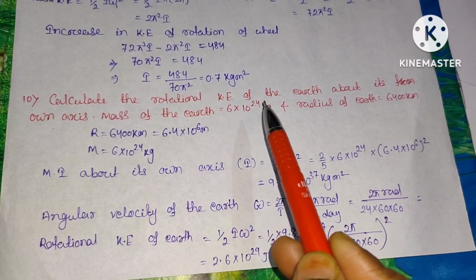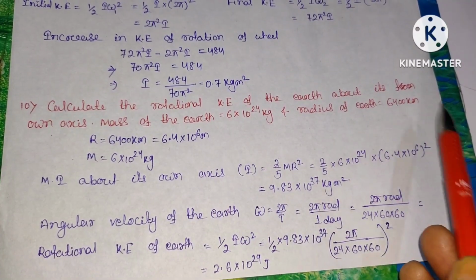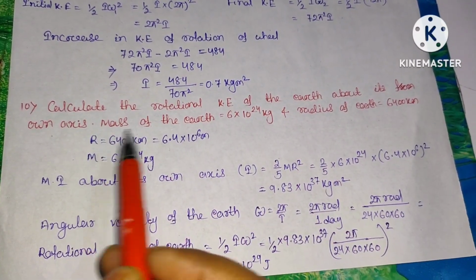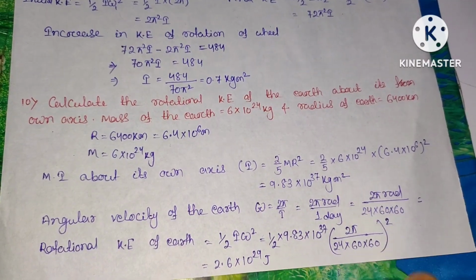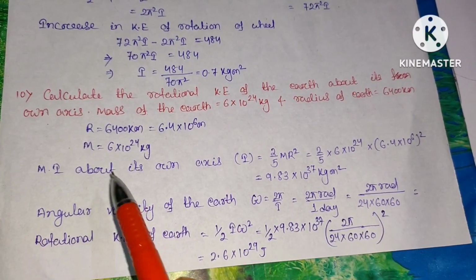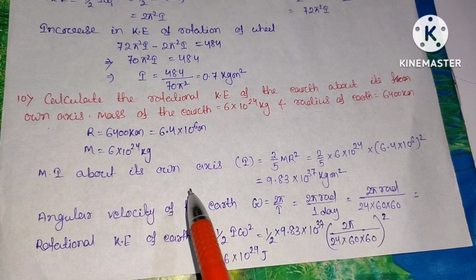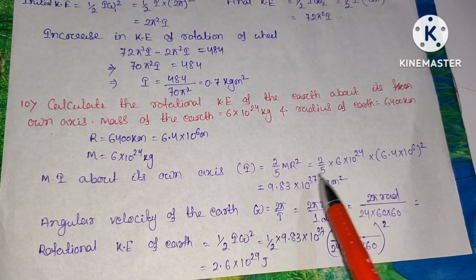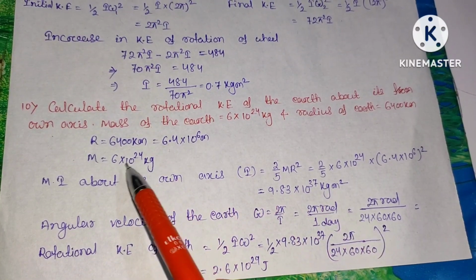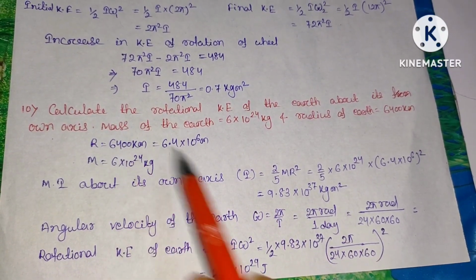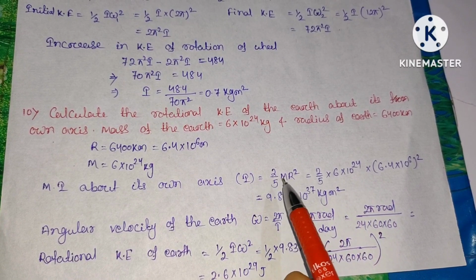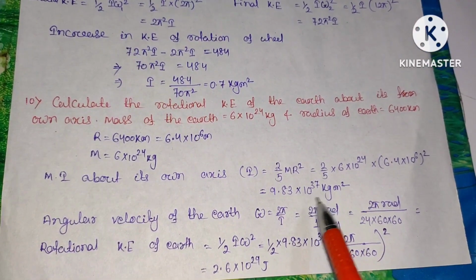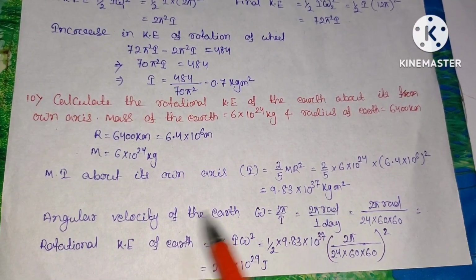calculate the rotational kinetic energy of the earth about its own axis. Mass of the earth is given and the radius of the earth is given. So the moment of inertia about its own axis will be 2/5 mr square because it is a sphere. So that will be 2/5 into the mass is given here and the radius is given. So after putting the value of m and r, we will get this much moment of inertia.